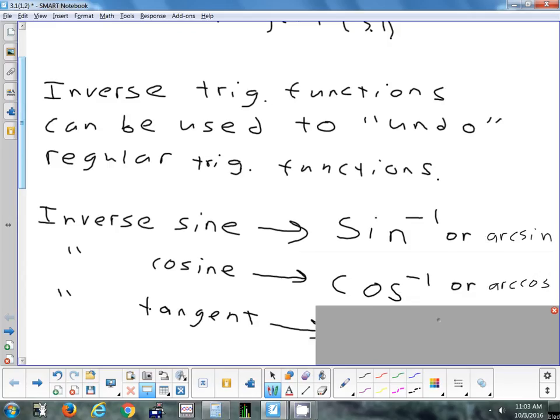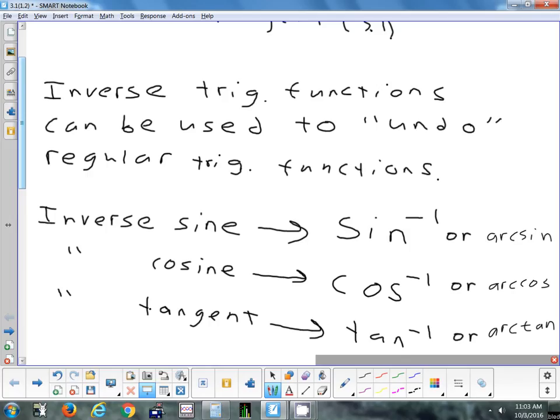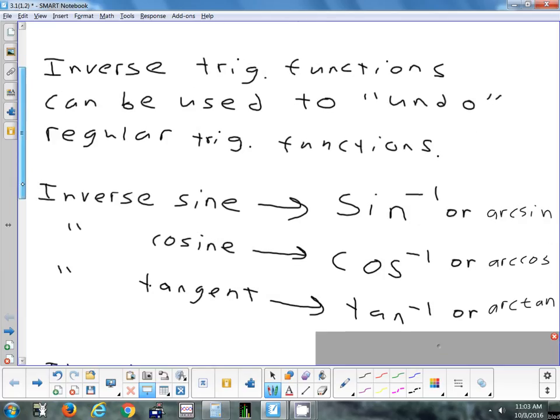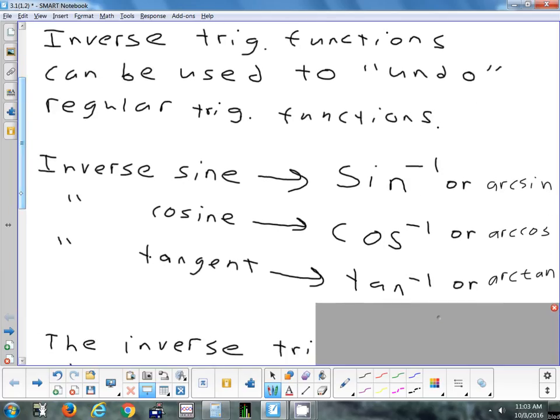And we also have inverse cosine. Your symbol for inverse cosine is cosine with a -1 where an exponent would be, or you can write arc cosine. And the last one we're really going to look at is inverse tangent. There's your symbol for it, or you can write it as arctan.